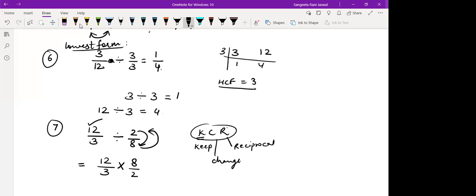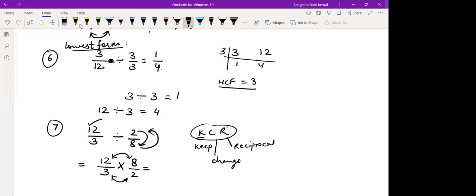Got it? Yes, ma'am. So, keep the first number as it is, change the sign, then reciprocal of the second number. So, that is KCR. Keep the first number as it is, change the sign and reciprocal. Now I will just multiply numerator with numerator and denominator with denominator.